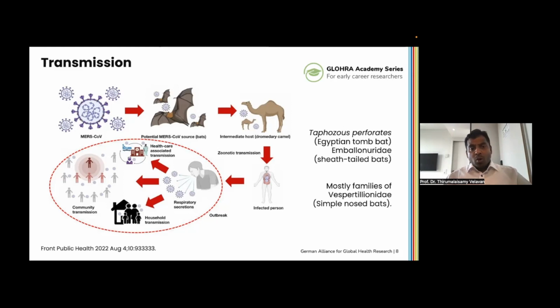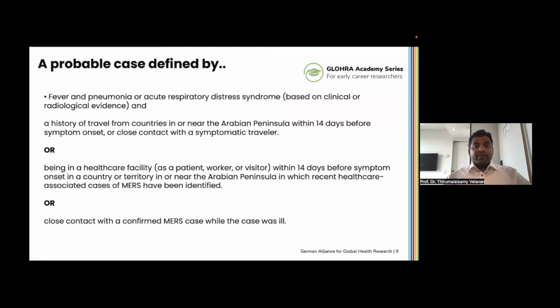So that's what we know in terms of the transmission dynamics. Most of these viruses are healthcare or household transmission, not much in terms of community. How do we define a probable case?